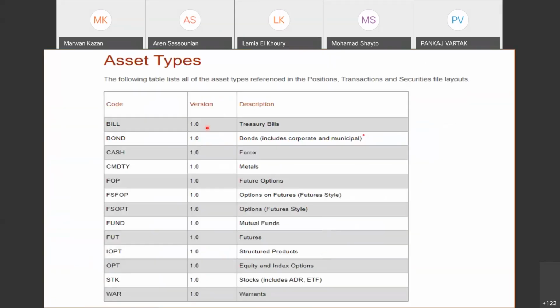So these are some of the asset types that you can trade. You have your treasury bills, which are US short-term bonds. You have your bonds, including corporate and municipal. You have Forex, which is foreign exchange. You have your metals. You have options of all types, like futures, options on futures, stock options, mutual funds, structured products, stocks, warrants. We all explained these last time. They're the basic asset classes.